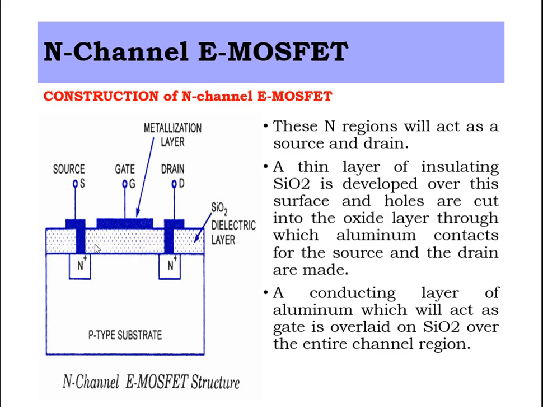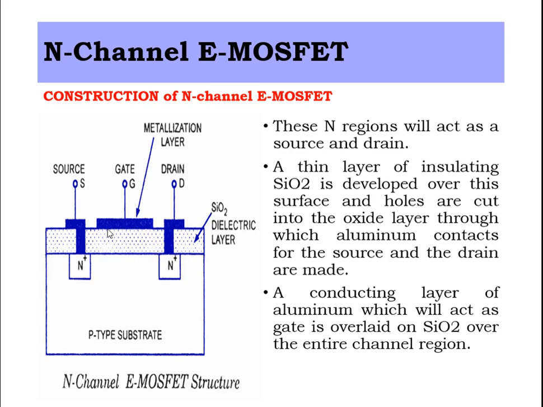Here we have two N plus regions which act as a source and drain. There is an ohmic contact made at the source terminal and drain terminal in order to connect to the two N plus regions. One is called the source and the other is called the drain. Above this, an oxide layer, that is a thin insulating SiO2 layer, is developed over the surface, and as usual there is an ohmic contact in order to connect these N plus regions.